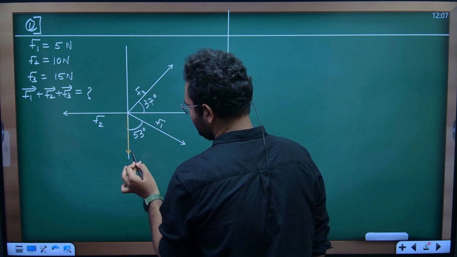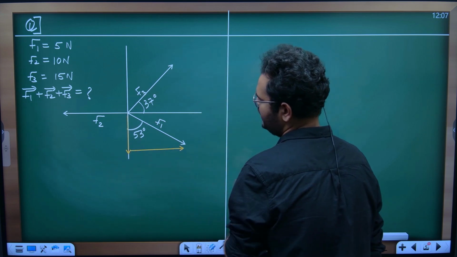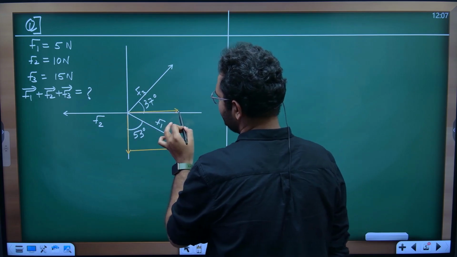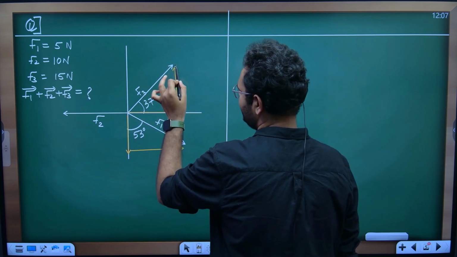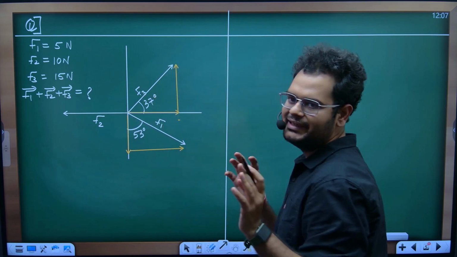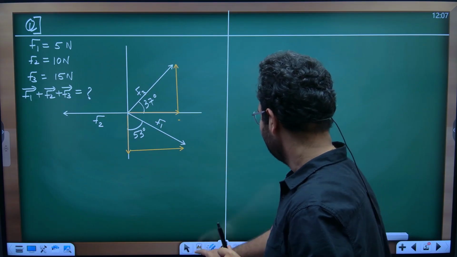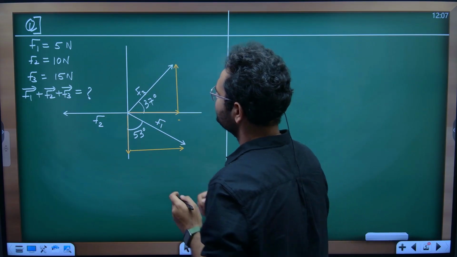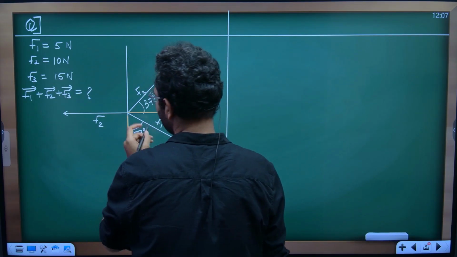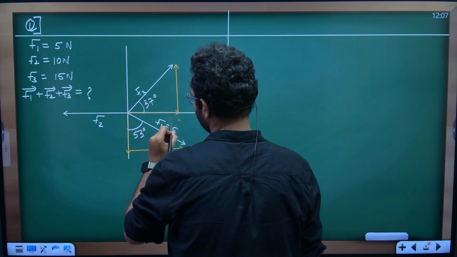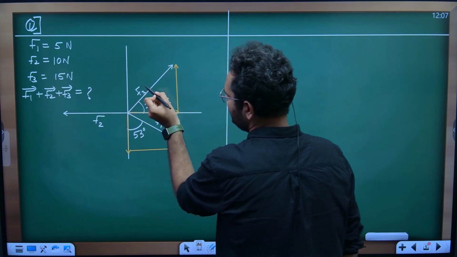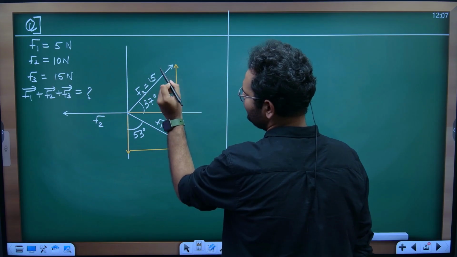This is minus y and this is plus x. Fine. And here it is plus x and plus. So till this point it is very clear. Now, what is f3? By the way, what is f1? f1 is 5, so I will write 5. What is f3? f3 is 15. It is easy for us to resolve.